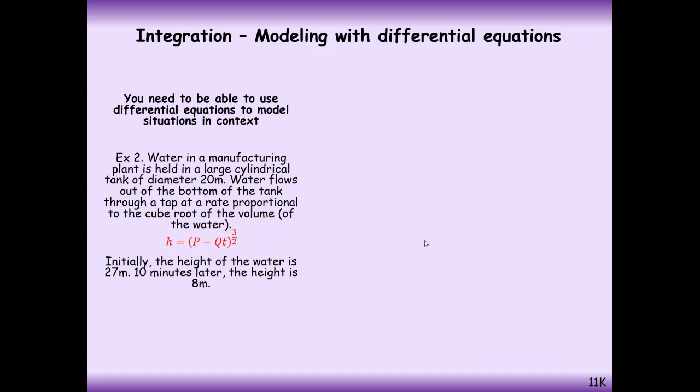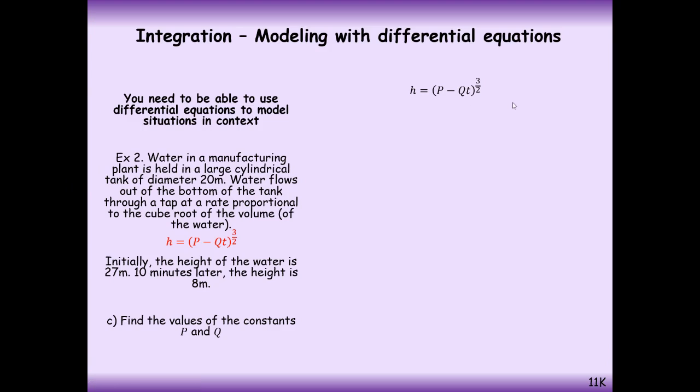In the last part of this question, we were told that the height of water was initially 27 meters, and 10 minutes later the height is 8 meters. We are asked to calculate the values of constants p and q. What we found the formula to be was in this format.